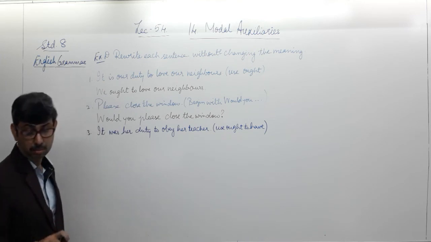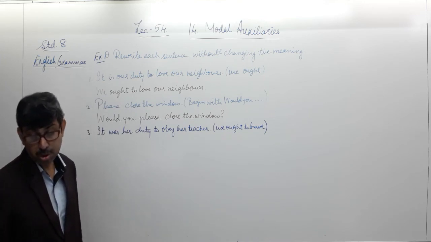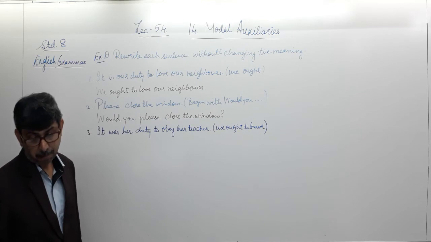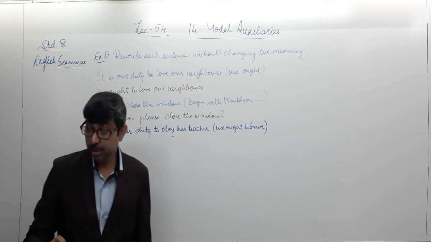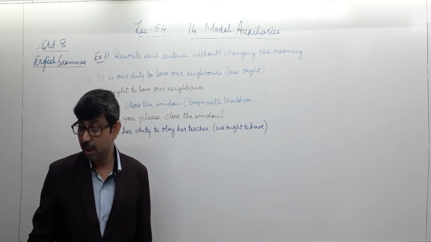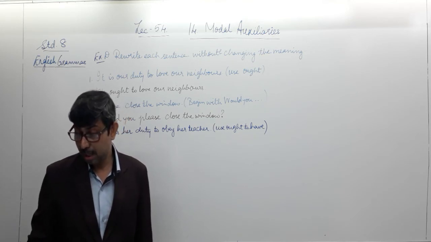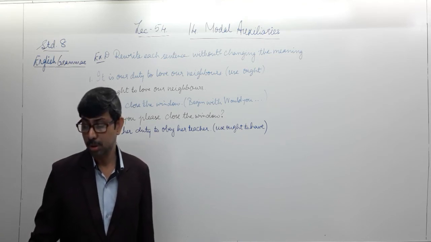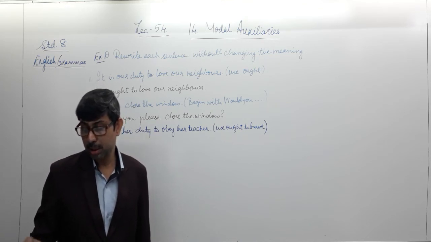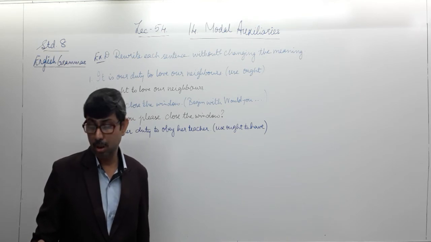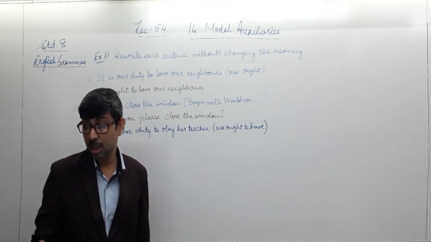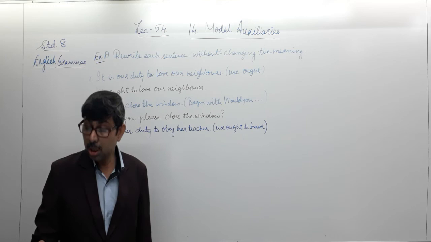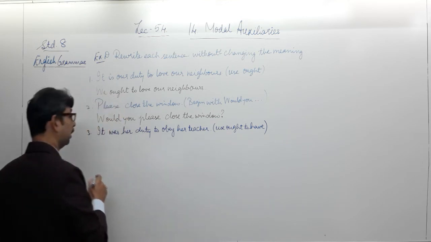For the answer, we will use the words ought to have. The sentence is, it was her duty to obey her teacher. So you see the word duty in relation to ought to have. And it's a girl, so we will start with the word she, which is a pronoun. So it was her duty, as it is referring to a female person over here, we will be starting with the word she. She ought to have obeyed her teacher.